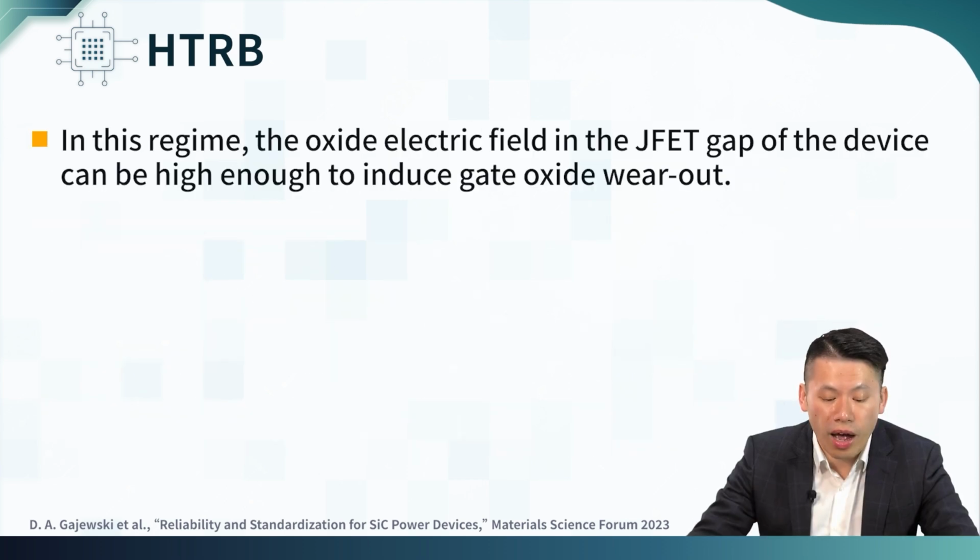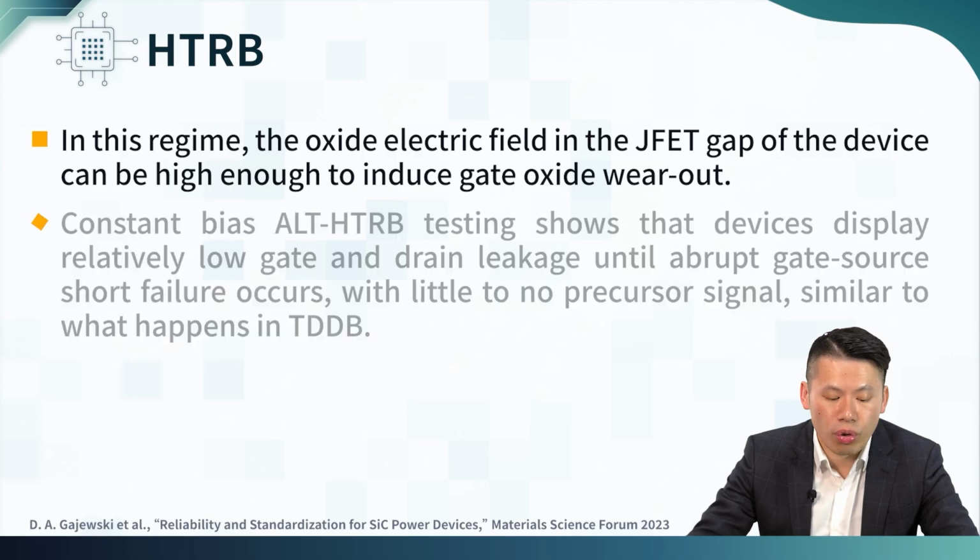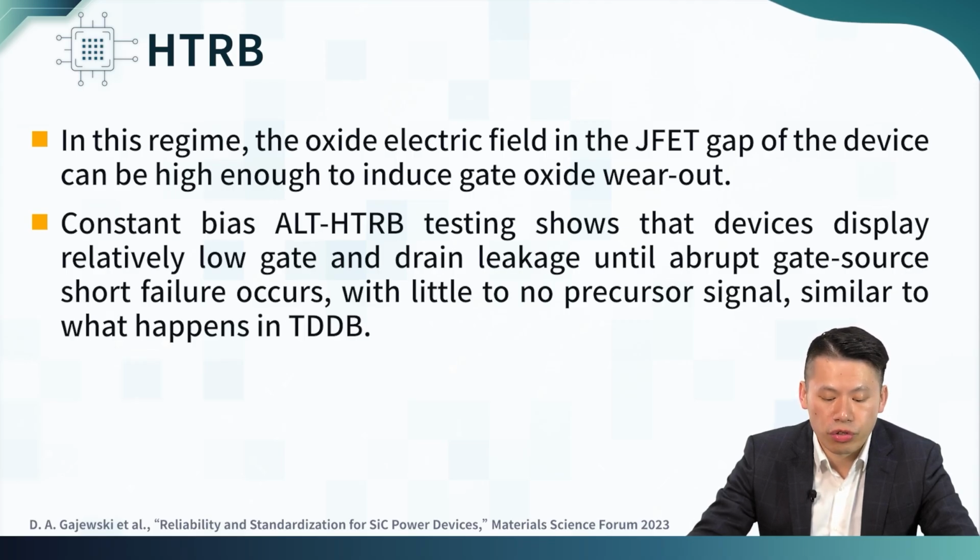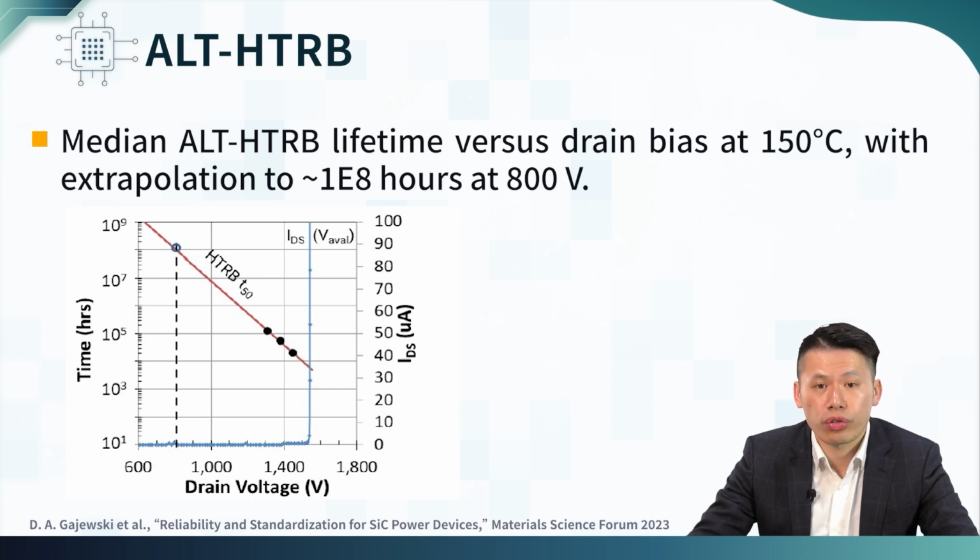In this region, the oxide field in the JFET gap of the device can be high enough to induce gate oxide wear out. So constant bias ALT HTRB testing shows that devices display relatively low gate-drain leakage until abrupt gate-source failure occurs with little to no precursor signal, similar to what happens in TDDB. When we consider off-state reliability in silicon carbide MOSFET, the typical breakdown voltage is beyond like 1500 volt. You do the accelerated HTRB at this range, and then you can extrapolate the voltage to around 800 volt for up to 10 to the 8 hours.